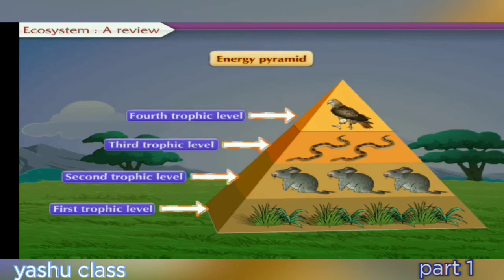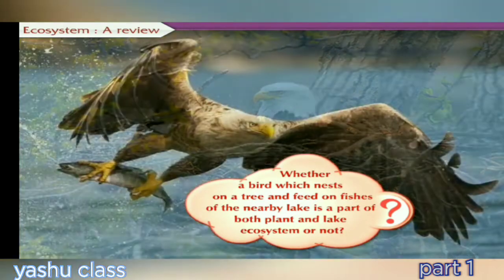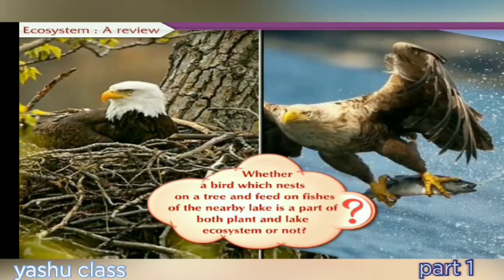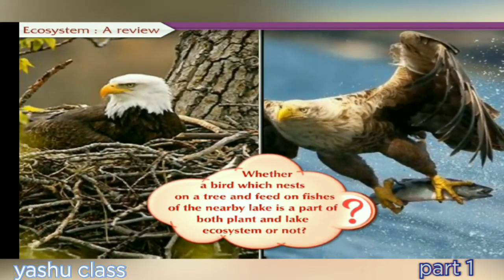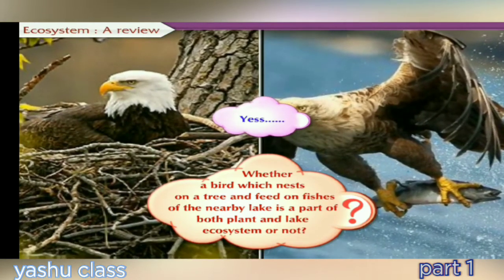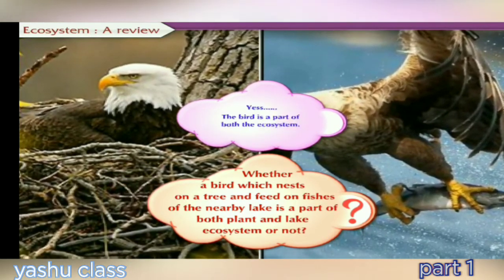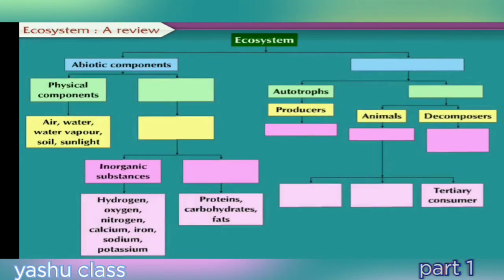After this whole review about an ecosystem, I want to ask you a question to test your brain power. Tell me whether a bird which nests on a tree and feeds on fishes of the nearby lake is a part of both plant and lake ecosystem or not? Yes. The bird is a part of both the ecosystems.